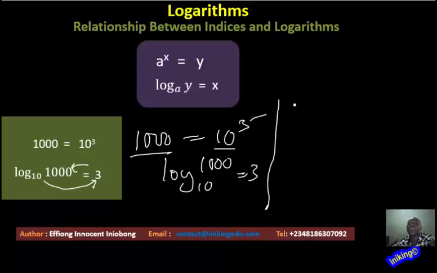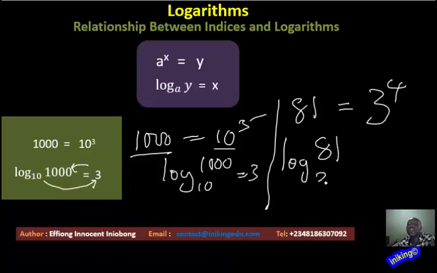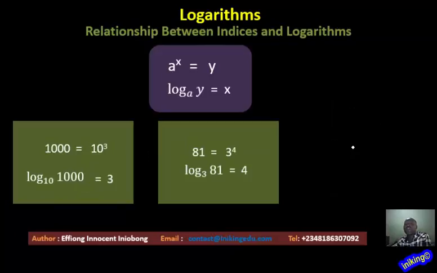Let's take another example. I have here 81, and 81 is equal to 3 raised to the power 4. I can write this in logarithm form. This means that the logarithm of 81 to the base of 3 will be equal to 4. The power to which we have to raise 3 to get 81 is 4. And from logarithm back to indices, I can say 3 raised to the power of 4 is equal to 81.